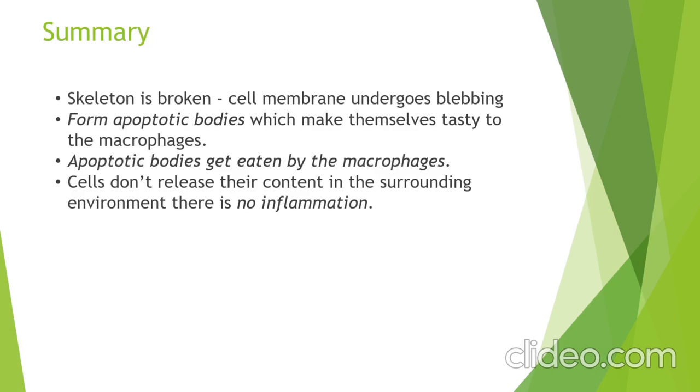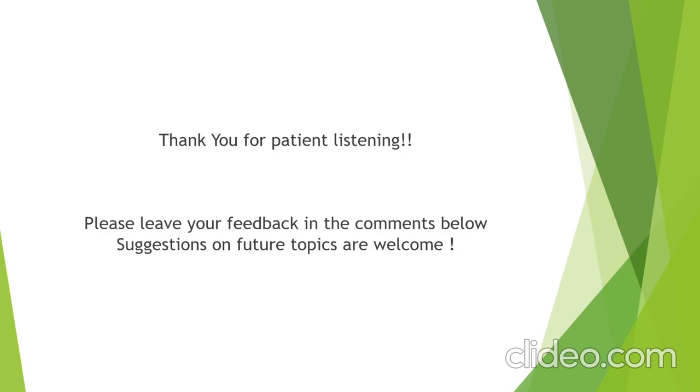So once the skeleton is broken, the cell membrane undergoes blebbing. It forms apoptotic bodies which make themselves tasty to the macrophages, and the apoptotic cells get eaten by the macrophages, and because the cells don't release their content into the surrounding environment, there is no inflammation. Following this, we saw the light microscopic changes, that is cell shrinkage, followed by karyopyknosis and karyorrhexis of the nucleus, and how the nuclear material gets condensed around the nuclear membrane in electron microscopy. So that completes apoptosis for you, the etiology, the mechanism of apoptosis and the morphology, that is the appearance of apoptosis. Thank you for your patient listening.